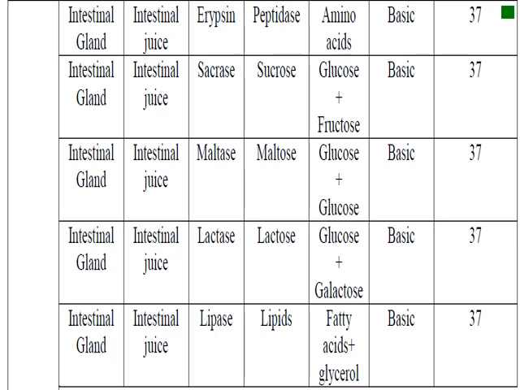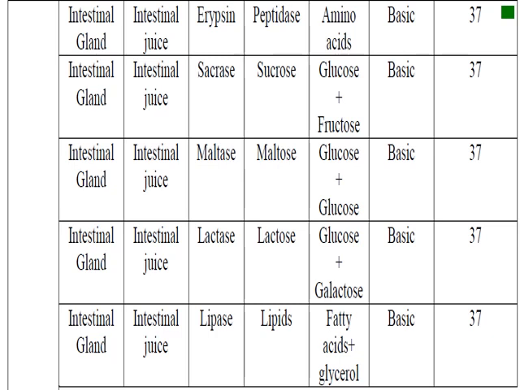Here we have intestinal gland, which also contains intestinal juice that contains the enzyme erepsin that works on peptides to give amino acid, medium basic, temperature 37. Also, intestinal juice contains an enzyme called sucrase. Sucrase, as its name indicates, works on sucrose to give glucose and fructose, medium basic, temperature 37.